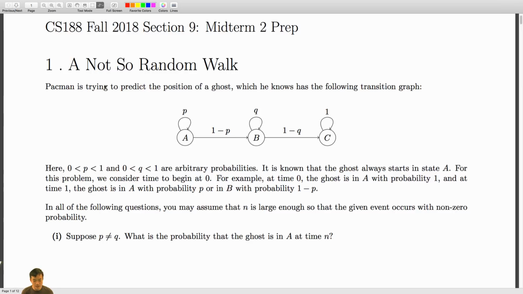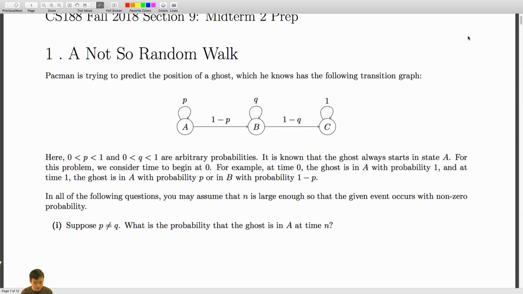So if you read the question, you can see that we have a transition graph structure with three states, A, B, and C. If you look at the graph, if you're in state A, there are two options. You can either transition from A to A itself with the probability of P, or you can move to B with the probability of 1 minus P. When you're at B, you can either stay in B with the probability of Q, or move to C with the probability of 1 minus Q. And once you're in C, you're just going to stay in C indefinitely. So notice that once you transition to the next state, you can never go backwards.